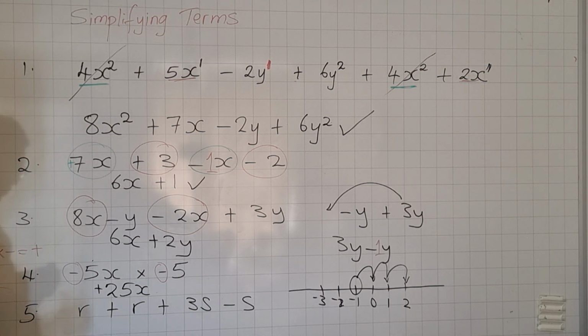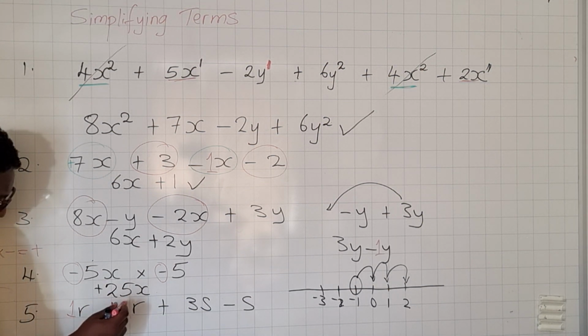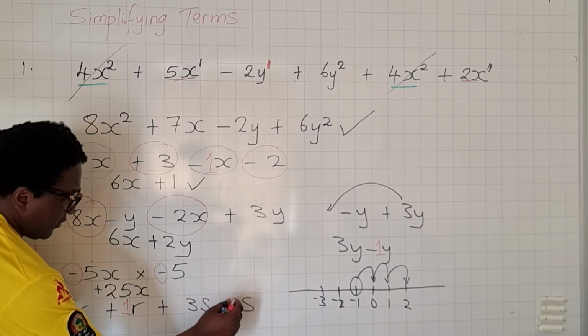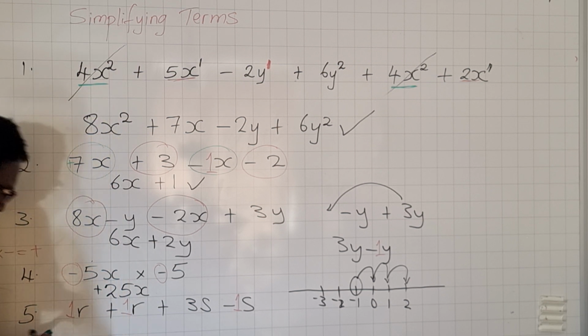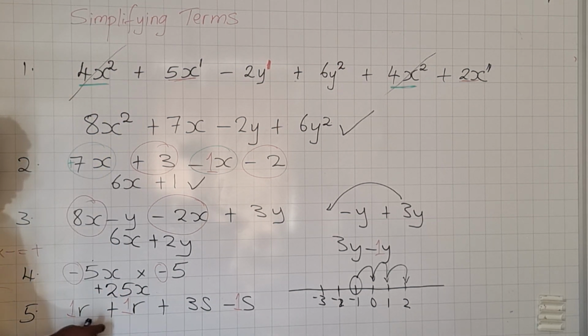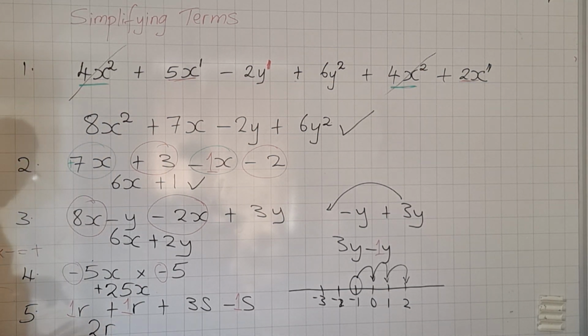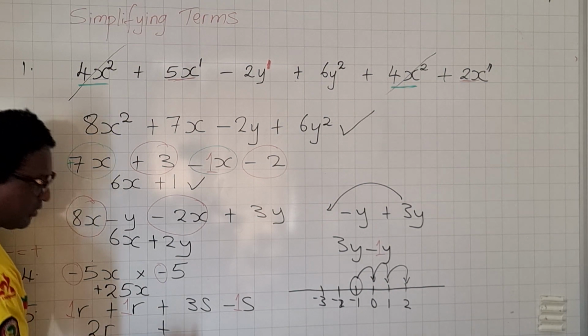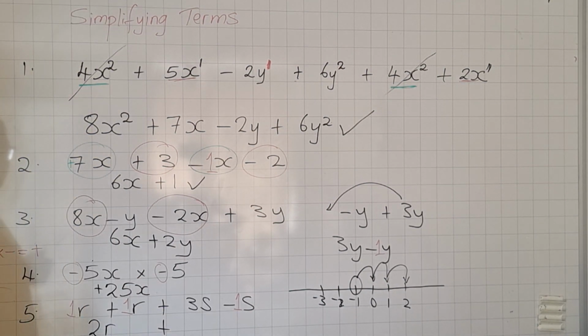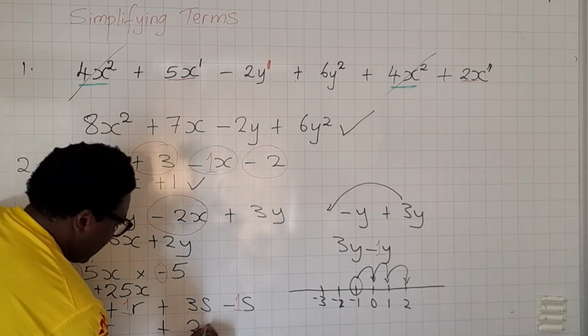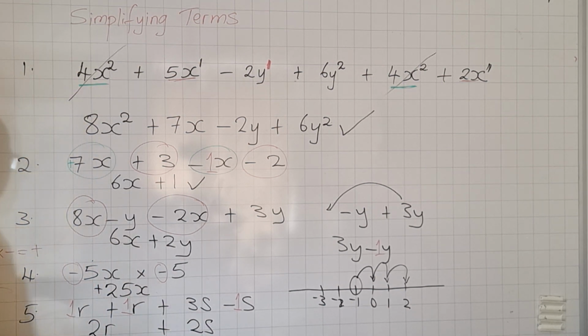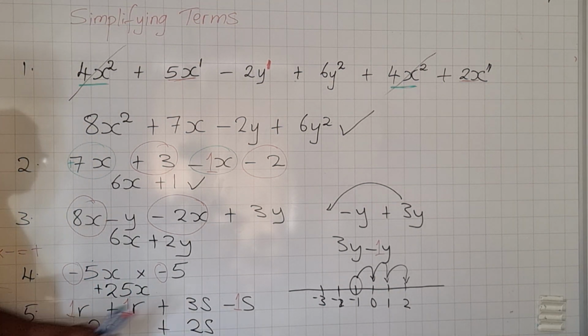Question number 5, last but not least. r plus r. What number is in front of this r? 1. That invisible 1. What number is in front of the other r? 1. So 1r plus 1r is 2r. Don't forget the s. 3s minus 1s is 2s. Can we add r and s? No. So the answer stays 2r plus 2s.